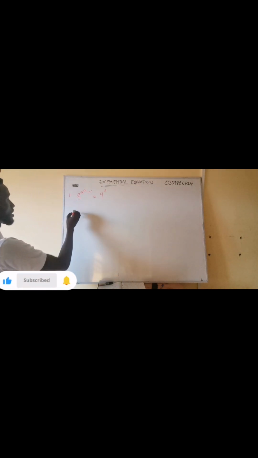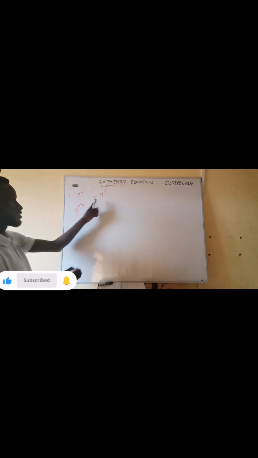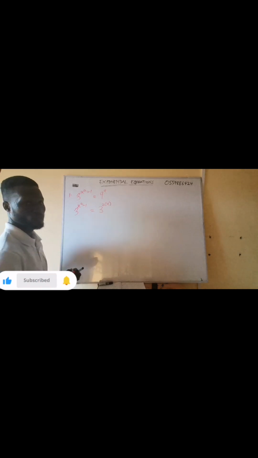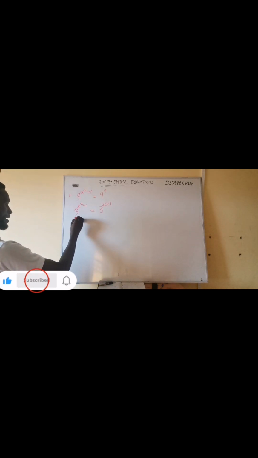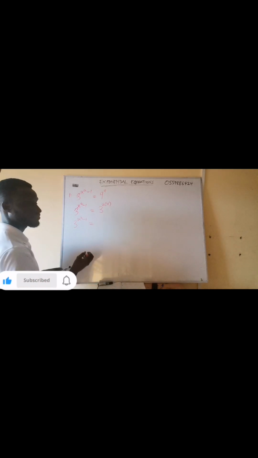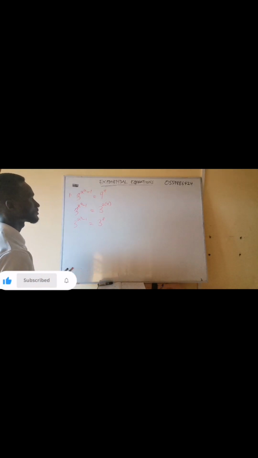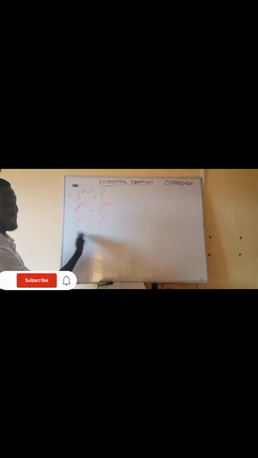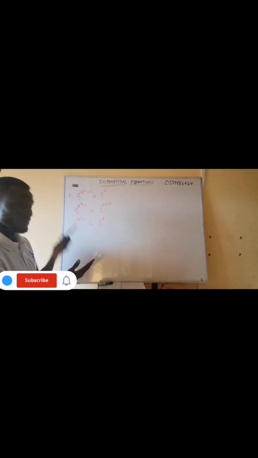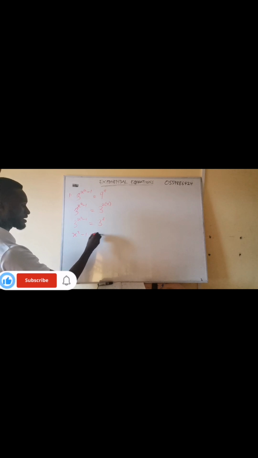Now let's solve this one. I need to change this 9 to 3 exponent what? 3 exponent 2, multiplying the 4. So we have 3 exponent s squared minus 1 is equal to 3 exponent 8, since 2 times 4 gives us 8. The bases are the same, so we need to equate the exponents. So you have s squared minus 1 is equal to 8.